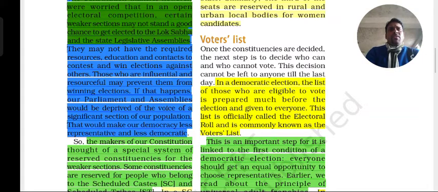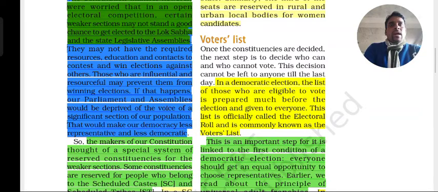That means everything is for the people. So all sections of society, all the people in the country, should have their rights. If these weaker section people are not given any rights, are totally deprived in society, and are not given any chances, then we cannot say a real democratic system is running in the country. So the makers of our constitution thought of a special system of reserved constituencies for the weaker sections.